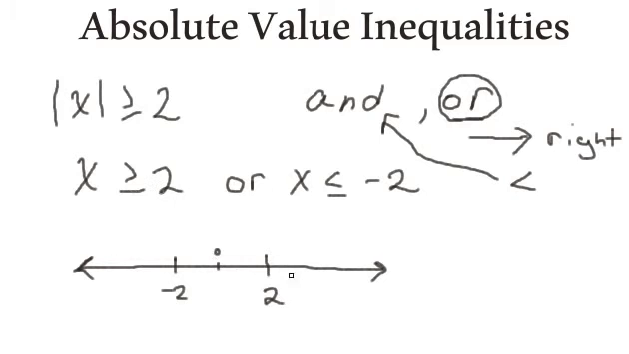Now this includes 2, so I'm going to put a solid dot here because it includes 2. In fact, I think I'll use a different color. Well, it's everything to the right of 2. And then this one here says x is less than or equal to negative 2. Solid dot because we include negative 2, and everything less than or equal to negative 2.